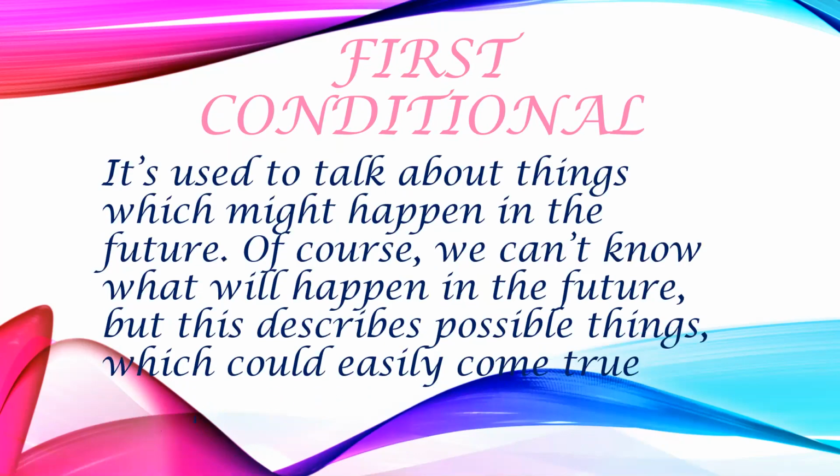The second type of the conditionals that we're going to study this year is called the first conditional. What is the first conditional? Why do I use it? It is used to talk about things which might happen in the future. Of course, we can't know what will happen in the future, but this describes possible things which could easily come true. We don't guarantee that it's going to happen, but likely it's going to happen.